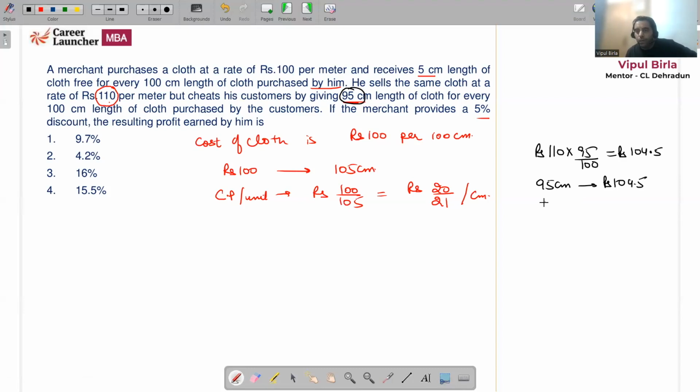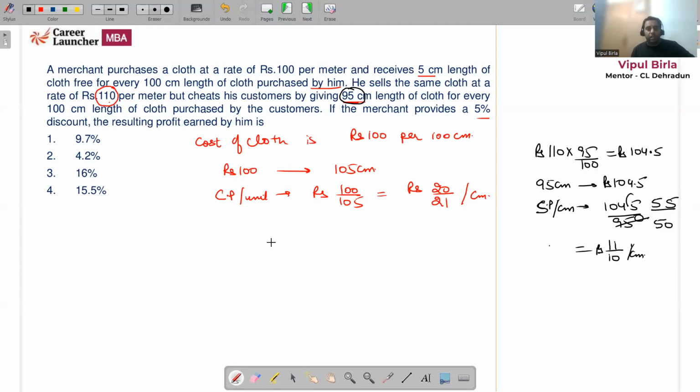Hence, selling price per centimeter while selling is equal to this, and it is coming out to be nothing but 19 5s are 95, then we've got 19 5s are 95, which is coming out to be nothing but 11 by 10. So that means selling price per centimeter is rupees 11 by 10.